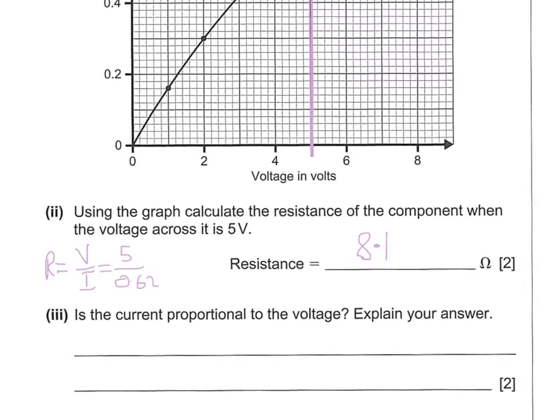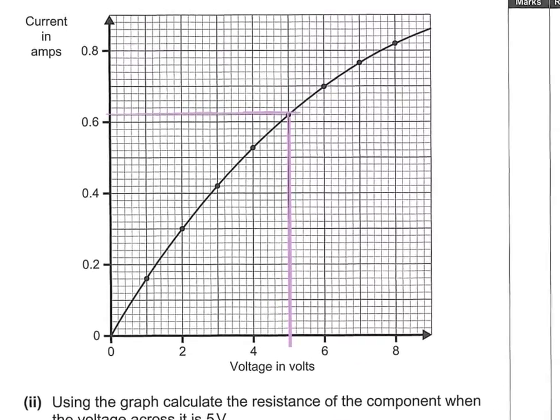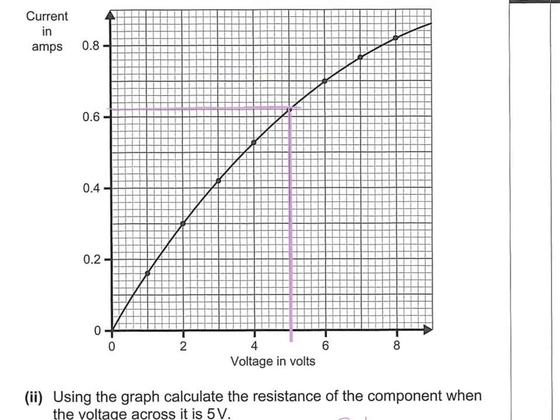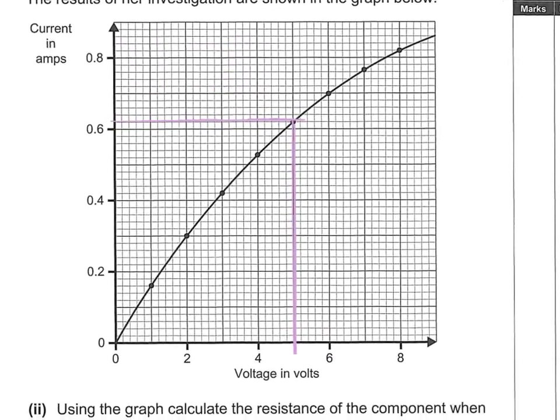Now, is the current proportional to the voltage? Explain your answer. Well, the current is not proportional to the voltage. There are two conditions for proportionality. One, that the line goes through 0, 0. And two, that it's straight. Both of those things have to be true for the two quantities to be proportional.